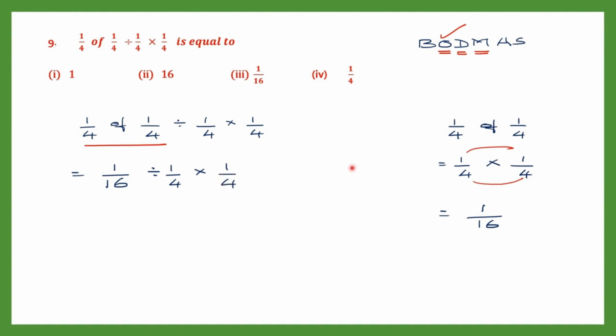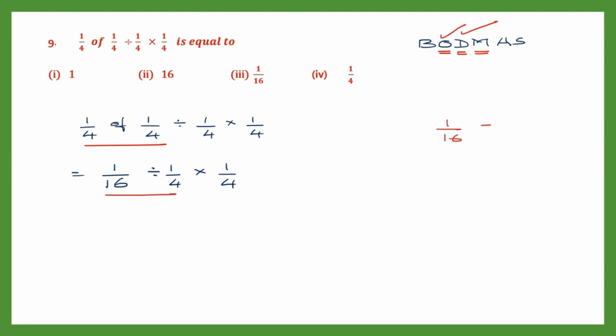Now, according to BODMAS, we should do division next. So let's do division. So that means we need to do this part, that is 1 by 16 divided by 1 by 4. That is 1 by 16. Division changes to multiplication. We write the reciprocal of 1 by 4, which is 4 by 1. Now this has become multiplication of fractions. We can cancel. I can cancel 4 and 16. 4 ones are 4, 4 fours are 16.